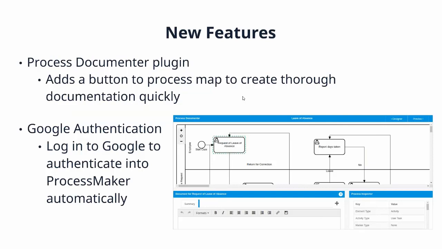The second exciting new feature we have to show you is the Google Authentication plugin. This plugin pretty much is self-explanatory. It allows you to log into Google to authenticate into ProcessMaker automatically. If you're using a bunch of online tools to do your daily tasks, this is going to be a huge relief because all you need to do is log into Google and then you won't need to face any more login screens to log into ProcessMaker.